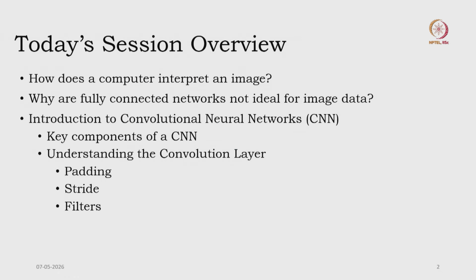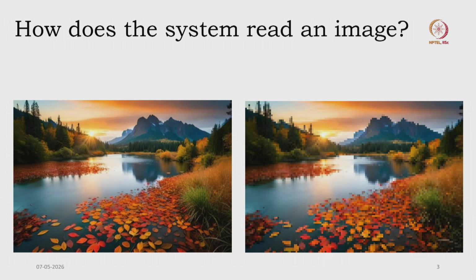In this particular session, we will understand how exactly a computer interprets an image, and why not use fully connected neural networks for processing image data. Then we will understand convolutional neural networks. Before we go into detail on the architecture of CNN, we will understand the key components of CNN. Then we will understand the first layer, the convolutional layer, in detail in this session.